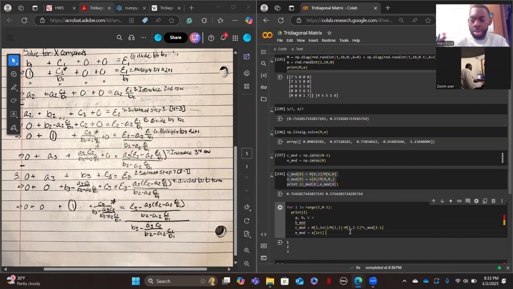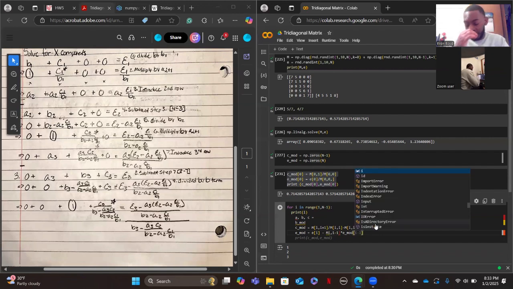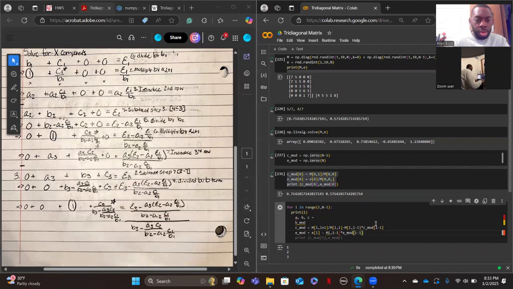I plus 1 minus, oh no, it should be E at I minus A2. So A2 is M of I and I minus 1 times our E mod. Our C mod is E mod, it's already represented like that. So E mod of I minus 1, and then it'd be divided by this right here that we already have captured. So copy and paste. Okay.